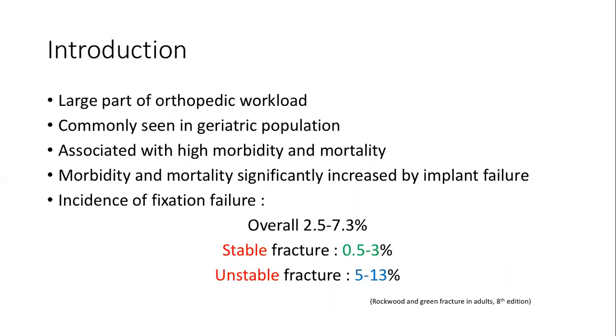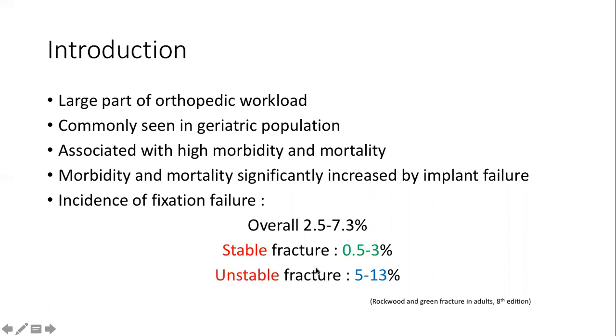So the incidence of implant failure in these kinds of fracture is overall 2.5 to 7.3%. But in case of stable fracture, it is 0.5 to 3%, whereas in case of unstable fracture, it is 5 to 13%. So we can clearly see that the unstable fractures require special attention to prevent implant failure.